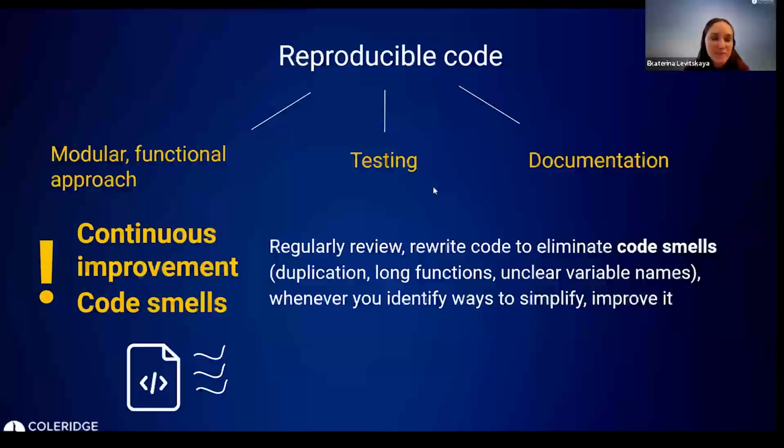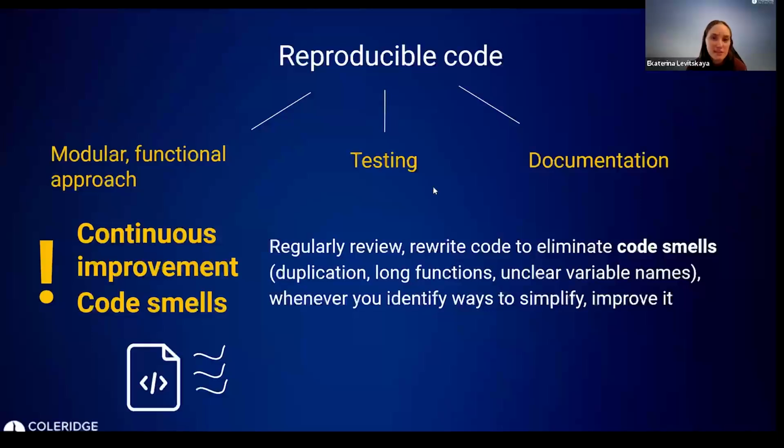One more term that we wanted to mention and just highlight, one more coding best practice, is continuous improvement. And as you know, the first solution in the code is quite often the quick and dirty one. So it doesn't always help to build a strong foundation for reproducible code in the future.